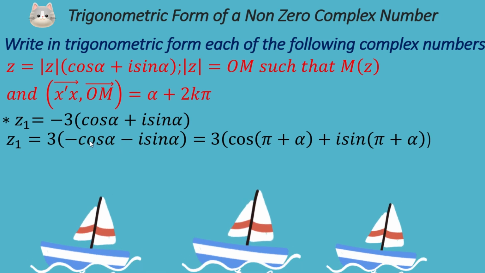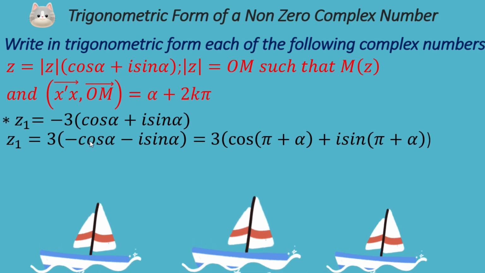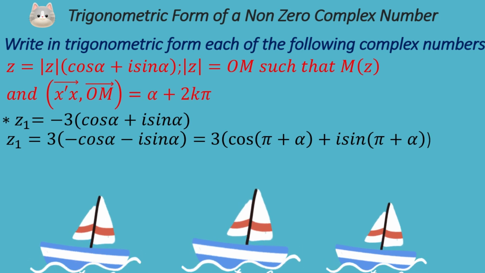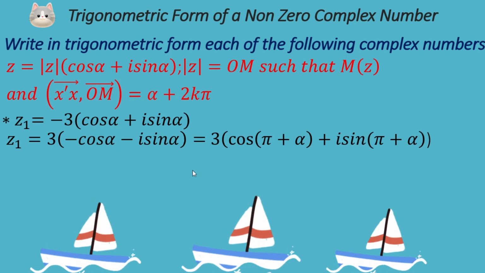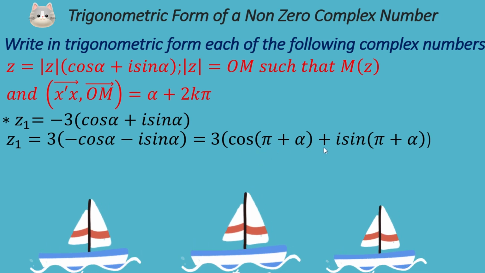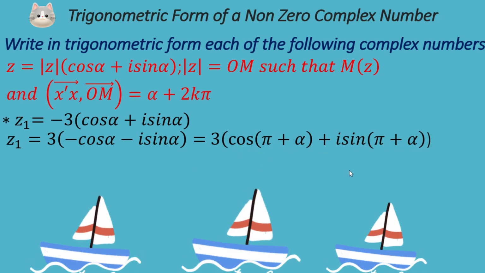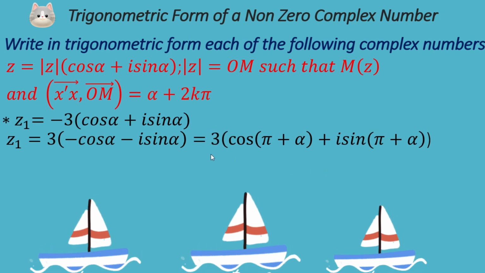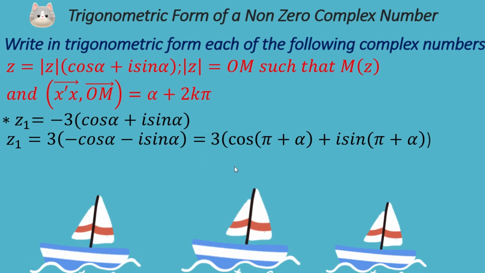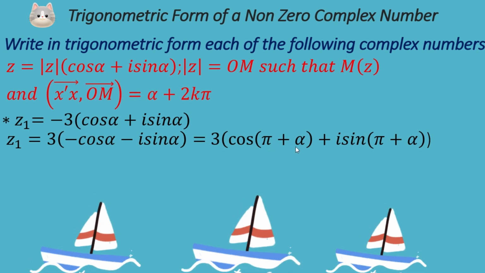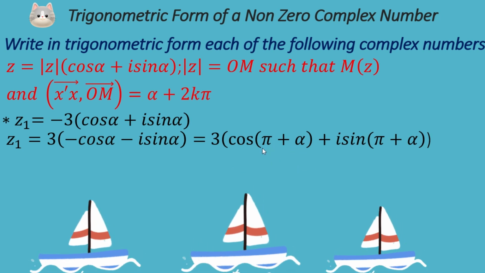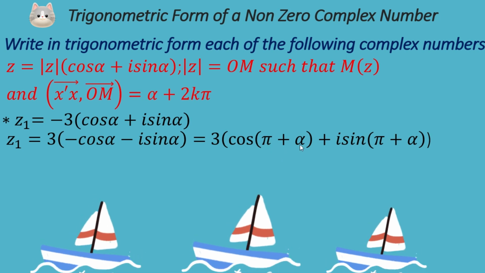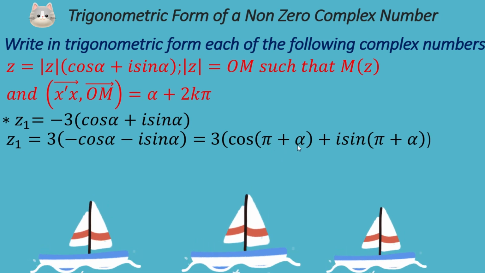We know that in the third quadrant, cosine (pi plus alpha) and sine (pi plus alpha) equal minus cosine alpha and minus sine alpha. So this is cosine (pi plus alpha) plus i sine (pi plus alpha). And modulus of z1 equals 3, positive, and the argument of z1 is pi plus alpha plus 2k pi. Or we say pi plus alpha is an argument of z1.